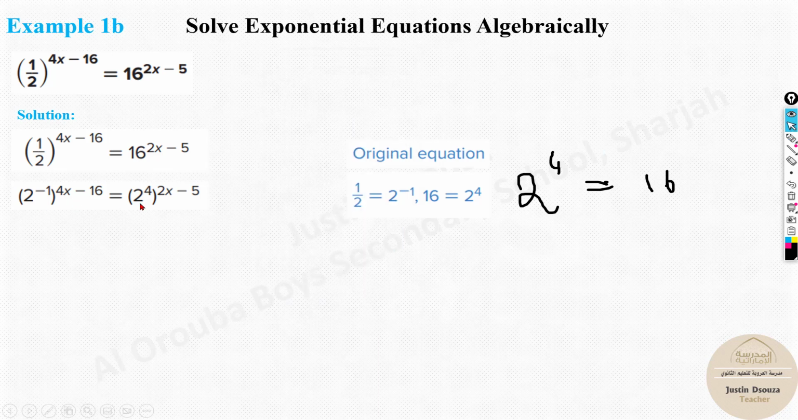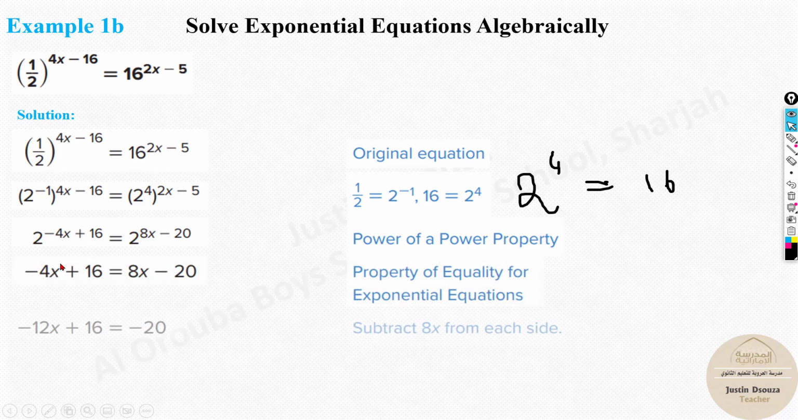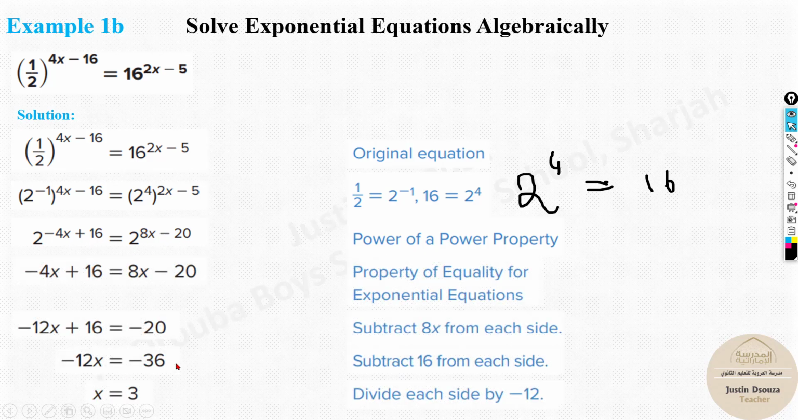And now just equate the equations. Whatever is up, first multiply the exponent. Minus 4x plus 16. 4 times 2 is 8. 4 times 5 is 20. Negative 20. Equate the exponents and you can easily solve the answer.